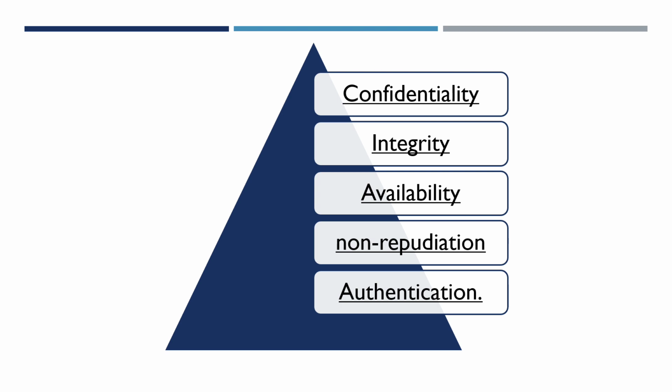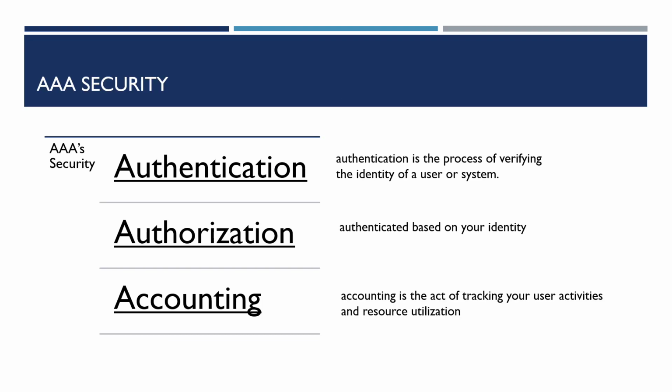Now, with the introduction of authentication into CIA-NA, we now move into this area of the AAAs of security, which we call authentication, authorization, and accounting. Authentication is the process of verifying the identity of a user or system. For example, when you try to log in to get to your email, your username and password is being checked against a stored version to confirm your identity.